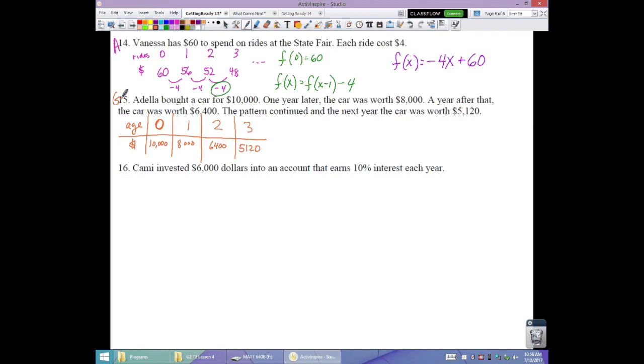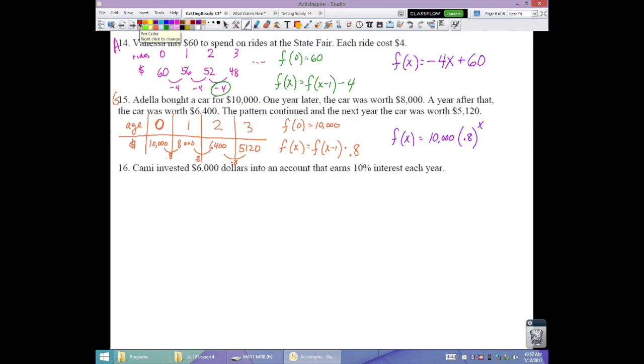Well, all we really need to do is start at the back and divide. 5120 divided by 6,400 is 0.8. So this means we're really multiplying by 0.8. So our recursive equation, f of 0 equals 10,000. Each f of x comes from taking the prior term and multiplying by 0.8. The explicit must be an exponential equation. F of x equals starting amount, $10,000, times the multiplier, 0.8, raised to the x power.